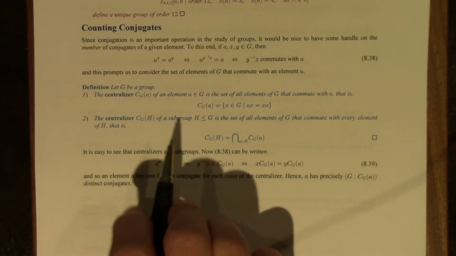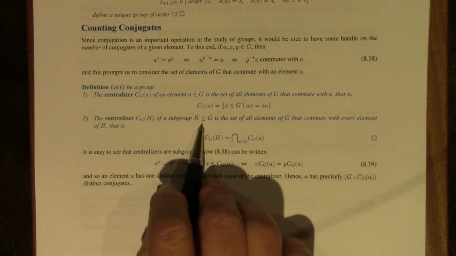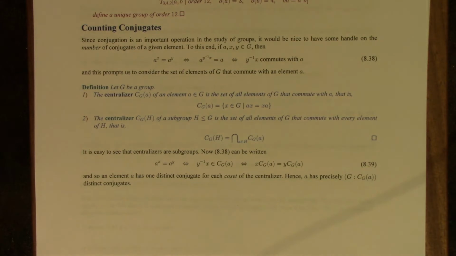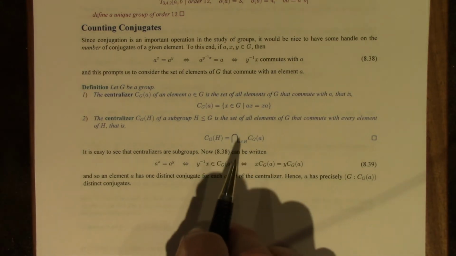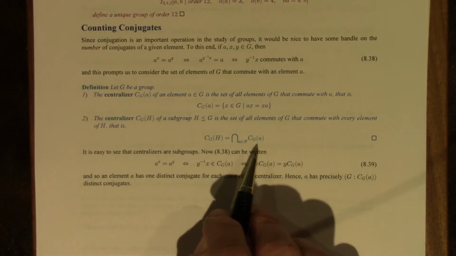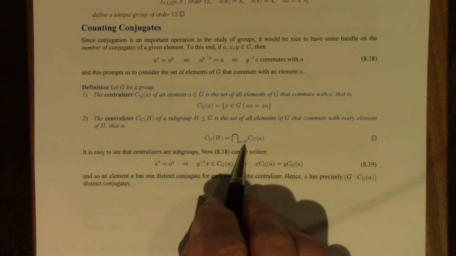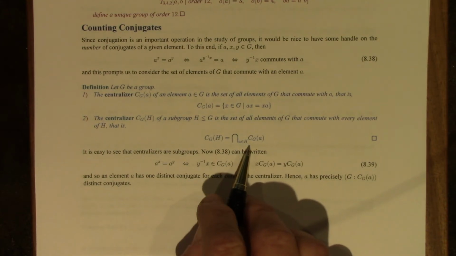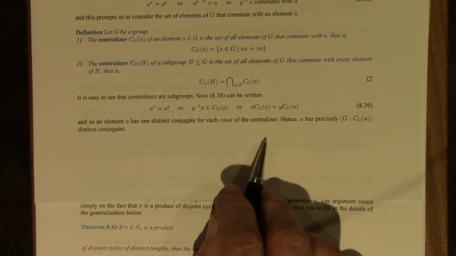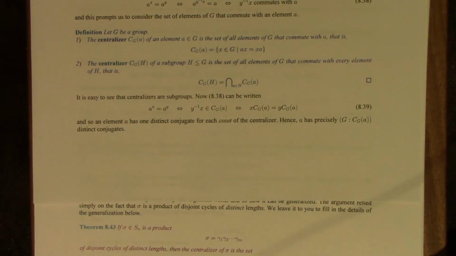We can also define the centralizer of a subgroup of G as simply the set of all elements that commute with every element in the subgroup. So it is in fact the intersection of the centralizers of every element in the subgroup. And it's not hard to see that these are subgroups. The centralizers are subgroups. I'll leave that for you.